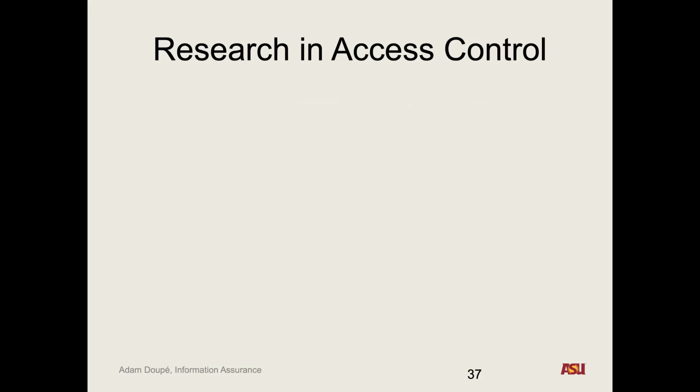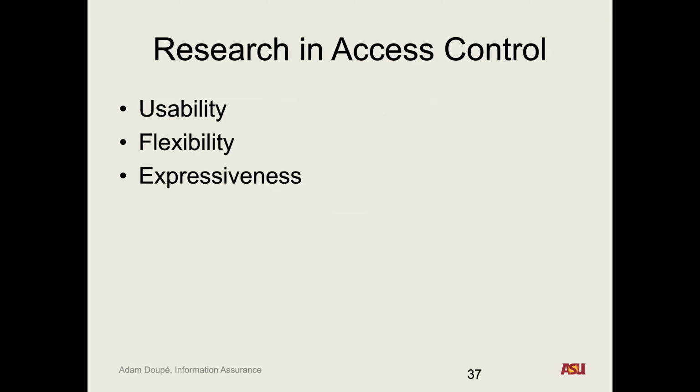And then from here, there's actually a lot of current research that's happening in access control models. One of the things that we've kind of talked about and touched on a lot in this section is usability. So how usable actually is your access control model? How easy is it for administrators? Just like we said with the matrix model, how easy is it for me to know what access a user has? How flexible is your access control model? And how expressive is your access control model?